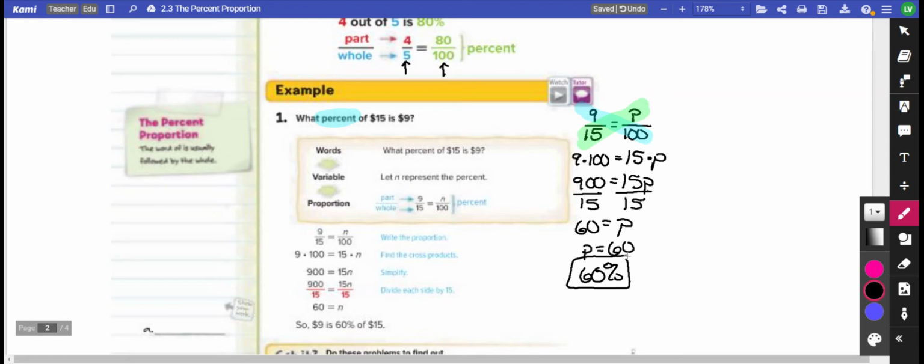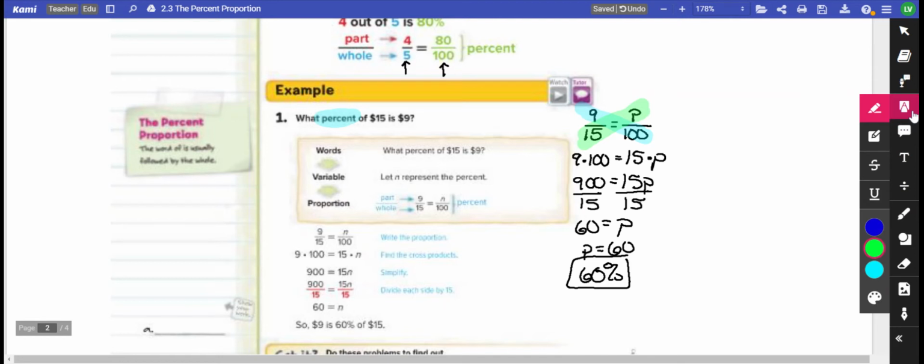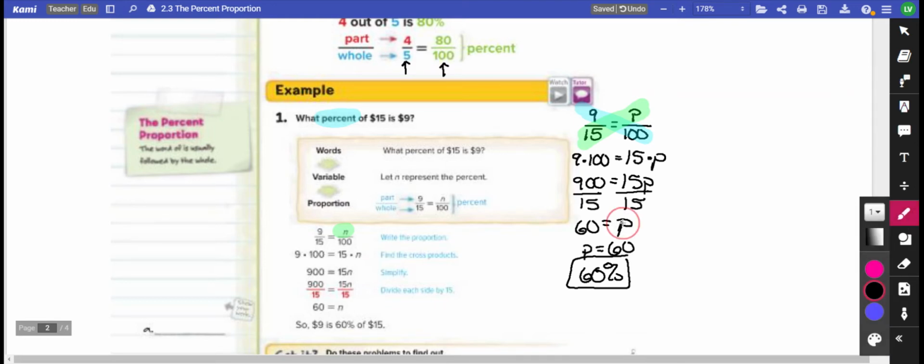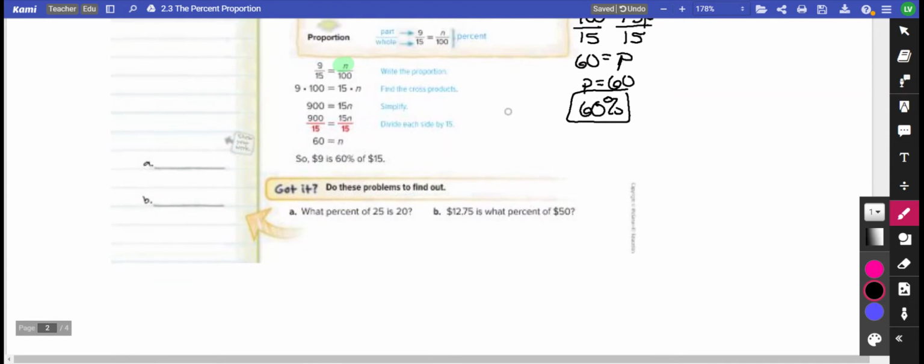If you take a look at how the book approached it, they used a different variable. Instead of using the variable P, they used the variable N. It's completely up to you which variable you use. Don't use the letter O because it looks like a 0. But I used a variable P, so that way I knew that was my percentage. Got it? We're going to try letters A and B to find out.